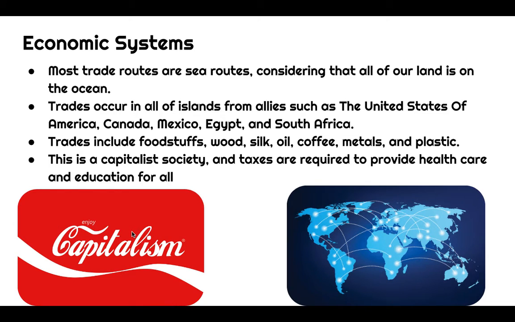Economic systems. Most trade routes are sea routes, considering that all of our land is on the ocean. Trade routes occur in all of the islands from our allies such as the United States of America, Canada, Mexico, Egypt, and South America. Trades include foodstuff, wood, silk, oil, coffee, metal, and plastic. This is a capitalist society, and taxes are required to provide health care and education for all.